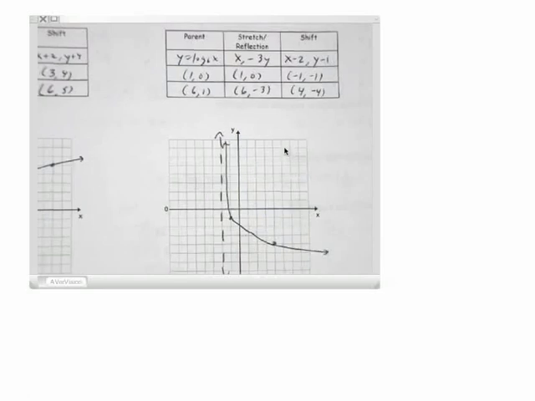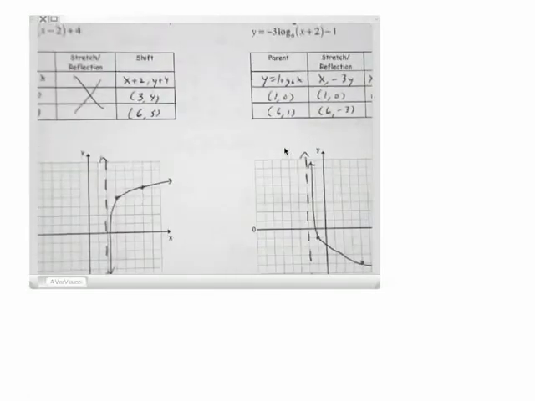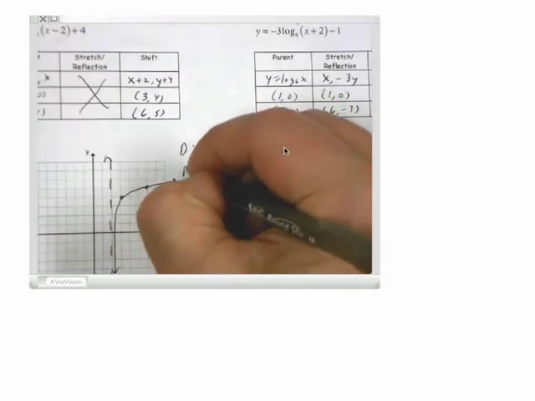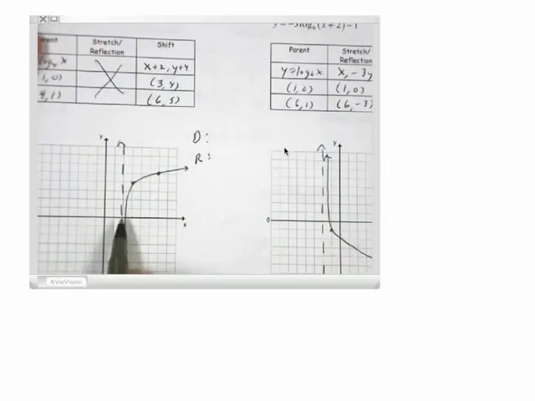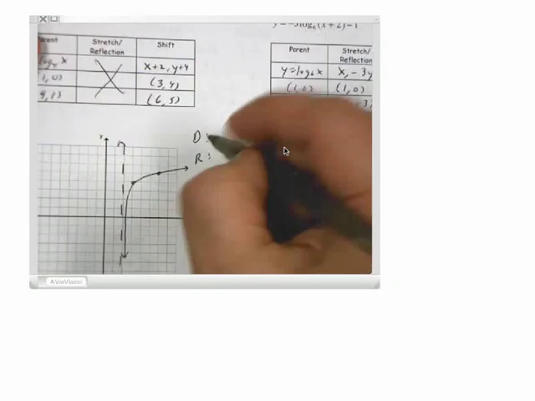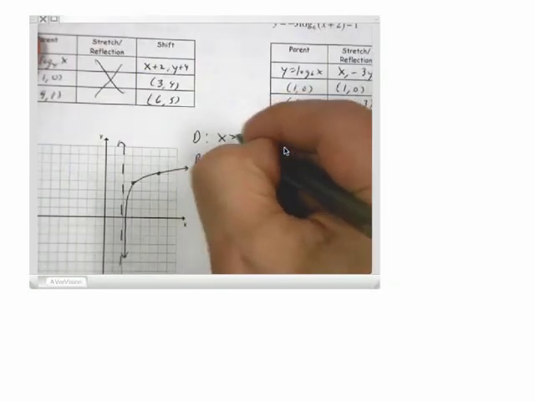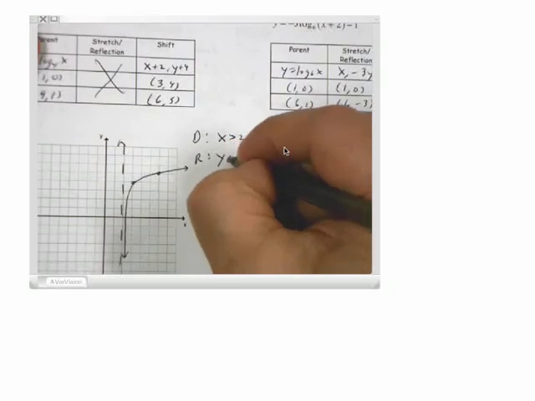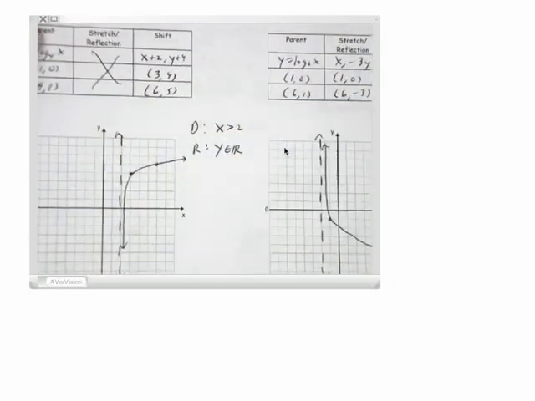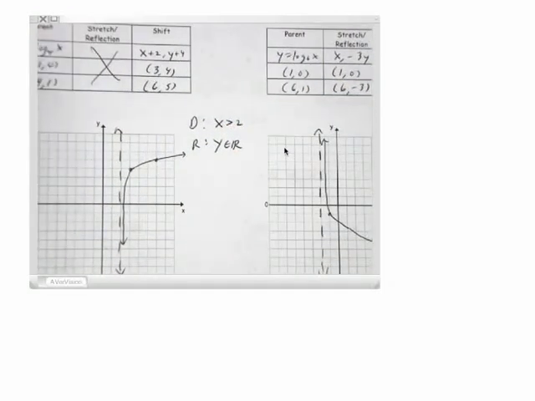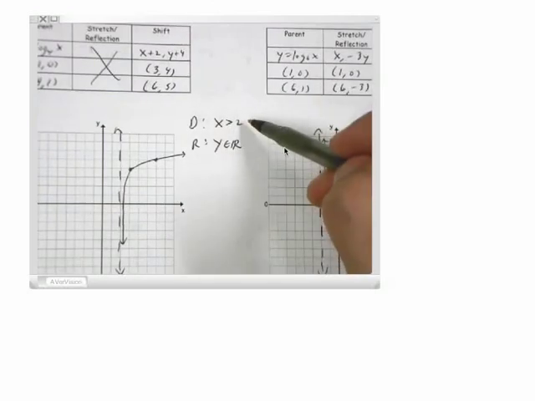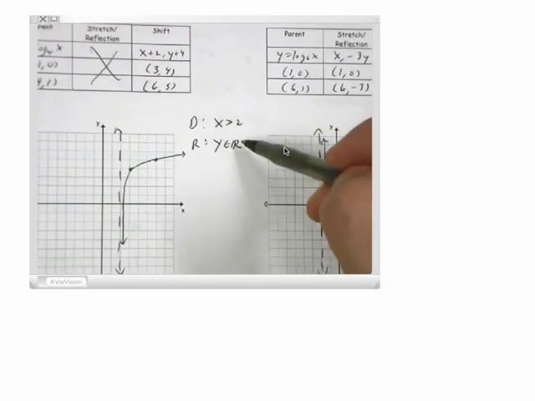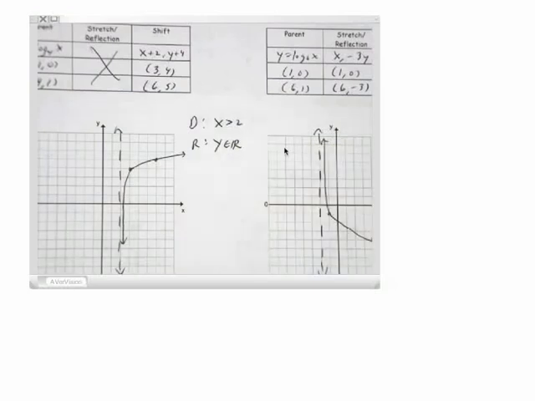Okay, one thing I failed to mention on the last problem was the domain and range. Let's talk about that. Okay, so the domain on this one, we can see we're at 2, and we're to the right of that. So domain is going to be that x has to be greater than 2. Range is going to be all real numbers. Notice that's kind of switched from exponential functions. With exponential functions, the domain was all real numbers, and we had a restriction on the range. Now that's switched with logarithmic functions.